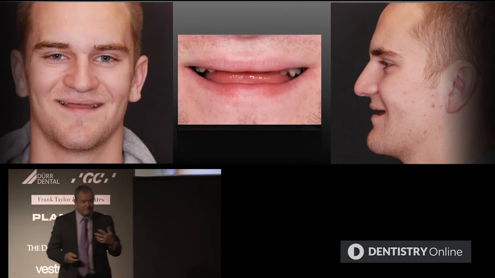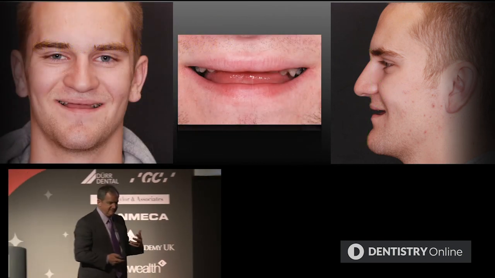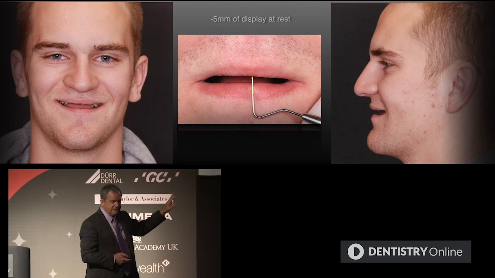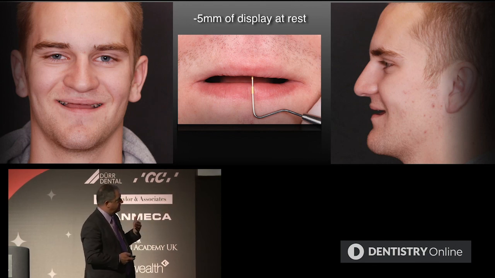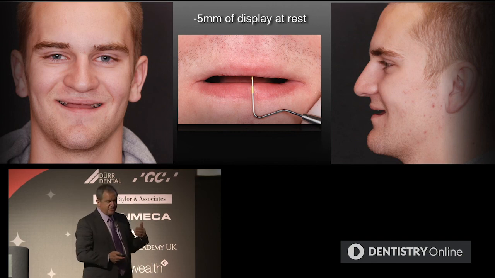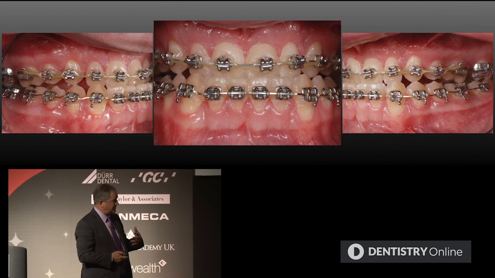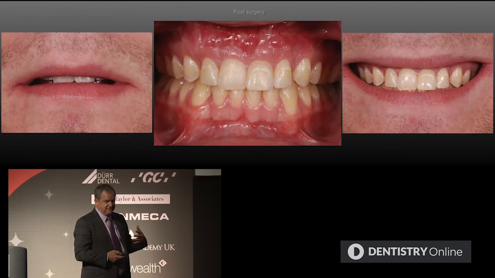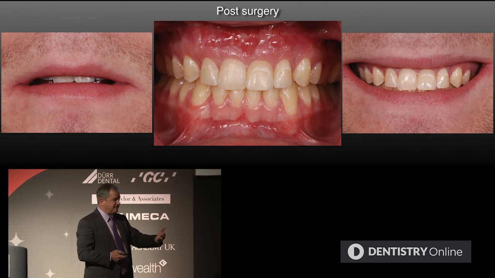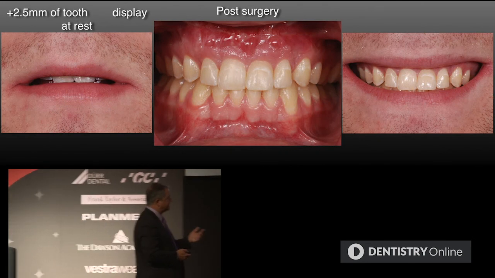Here he is. That's his full smile. He can't show his teeth because his maxilla is too far back. His lip at rest, his teeth are 5 millimeters under his lip. And again, no dentistry is going to be done. Ortho and jaw surgery is going to make him look better. And here's what it looks like after the maxilla has been brought forward into the correct position.